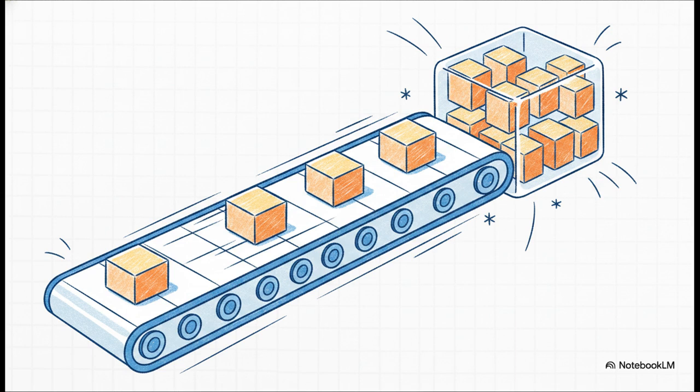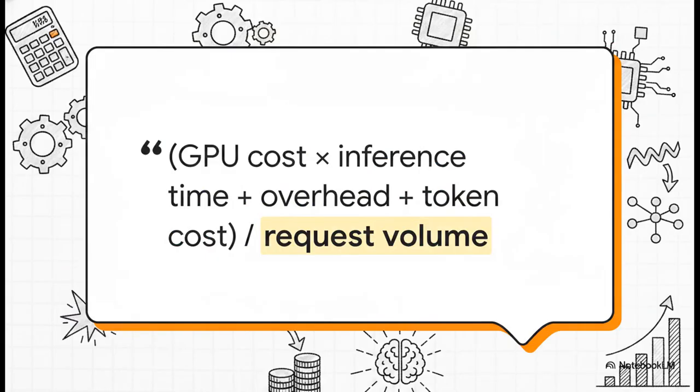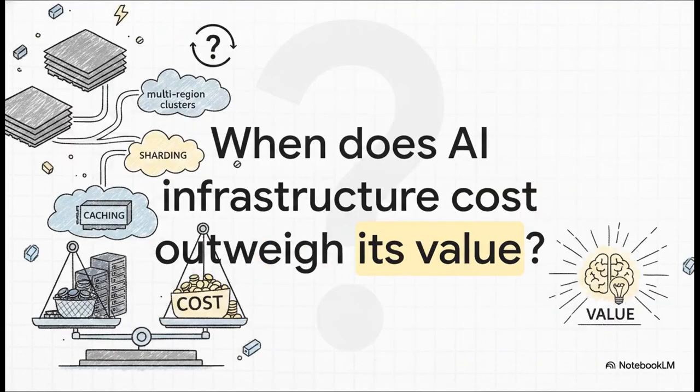But, at the end of the day, we must act like accountants just as much as engineers. The math is totally unforgiving. Your inference cost per request equals your GPU hourly cost multiplied by inference time plus your infrastructure overhead plus your token generation cost, all divided by your request volume. Optimizing absolutely every variable in this exact formula is literally the only way our 10 million requests won't completely bankrupt the enterprise. Which leaves us with a really fascinating architectural paradox to ponder as we wrap up this explainer.